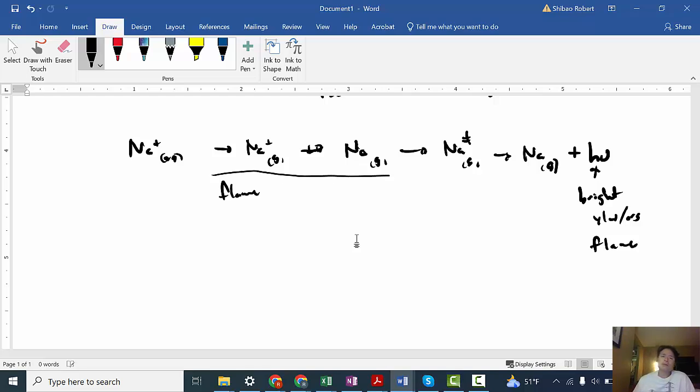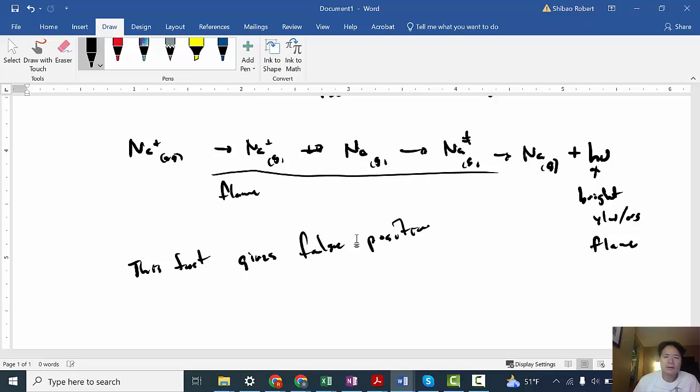Now, the situation with this is this one gives a lot of false positives. This test gives false positives because your fingerprints contain sodium, and it gives you very positive, bright test results. So this test gives false positives because of sodium contamination.